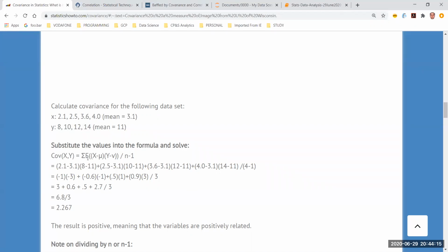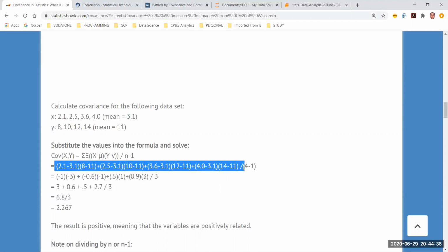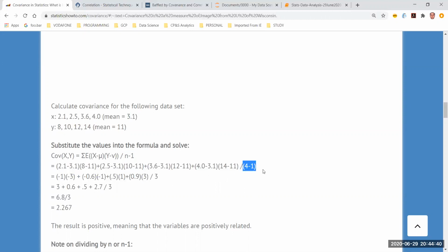The formula is saying we simply do a summation of the multiplication of each xi value with the mean subtracted from it. So what I'm saying here is 2.1 minus 3.1 multiplied by 8 minus 11. That's one set, and then we have three other sets like this. We calculate this value and divide by 4 minus 1, where 4 is the number of samples we have. So we divide by 3 and we get the result.